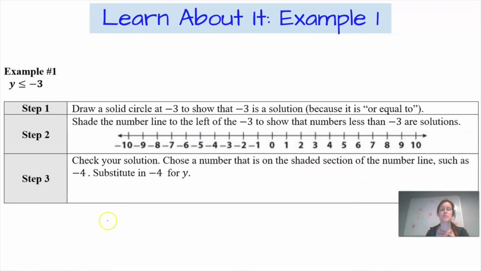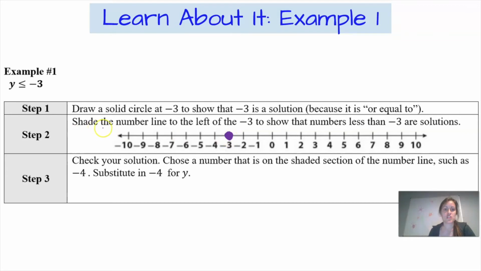So now we're going to look at an example where we're asked to graph an inequality statement on a number line. The inequality statement that we're asked to graph is y is less than or equal to -3. And I'm going to follow the 3 steps that are outlined for me on the screen, and you can follow along in your print packet. So the first thing that I'm asked to do is draw a solid circle at -3. So here's my solid circle at -3. And the reason why I'm using a solid circle is because the symbol is less than or equal to, and I can include that value as a solution.